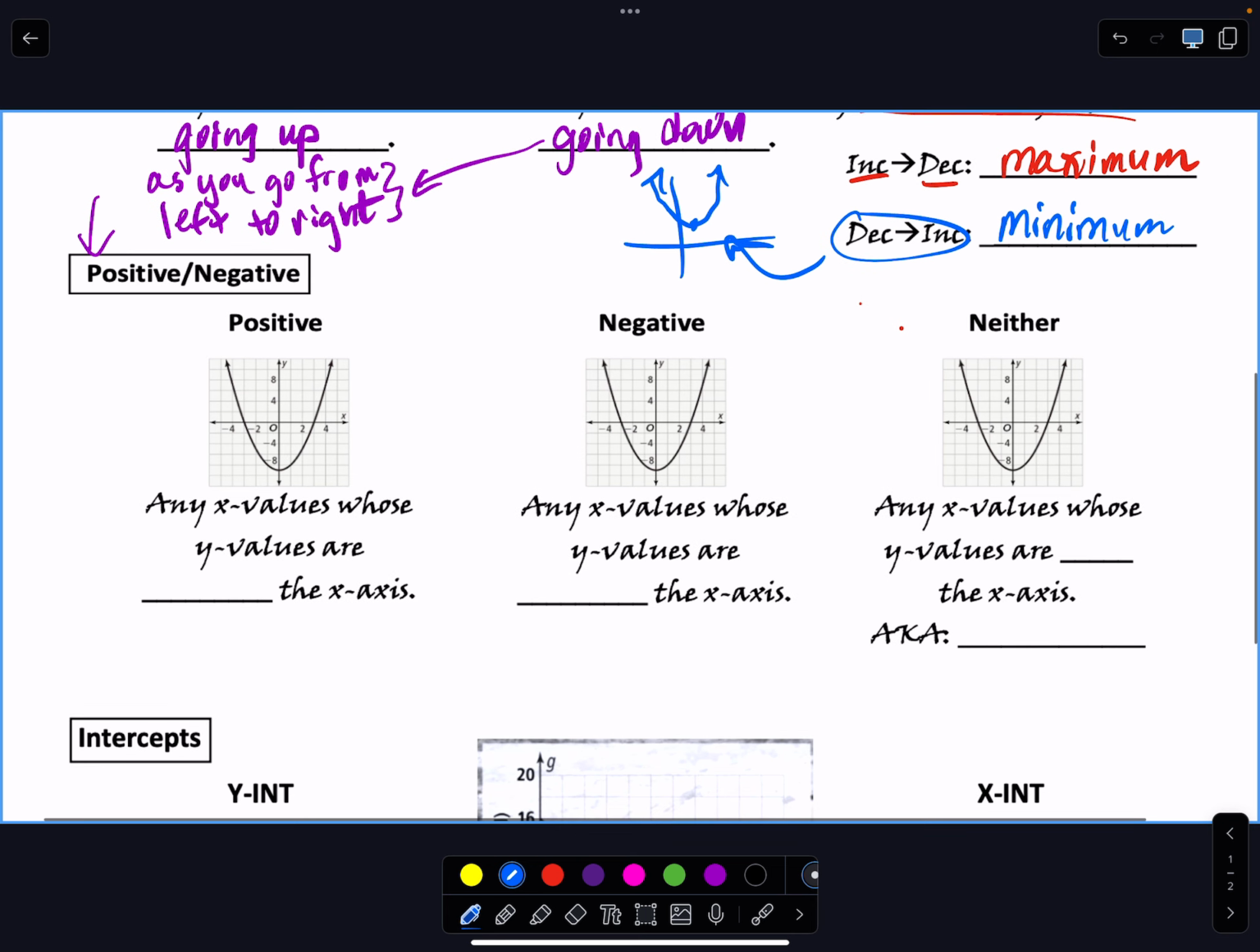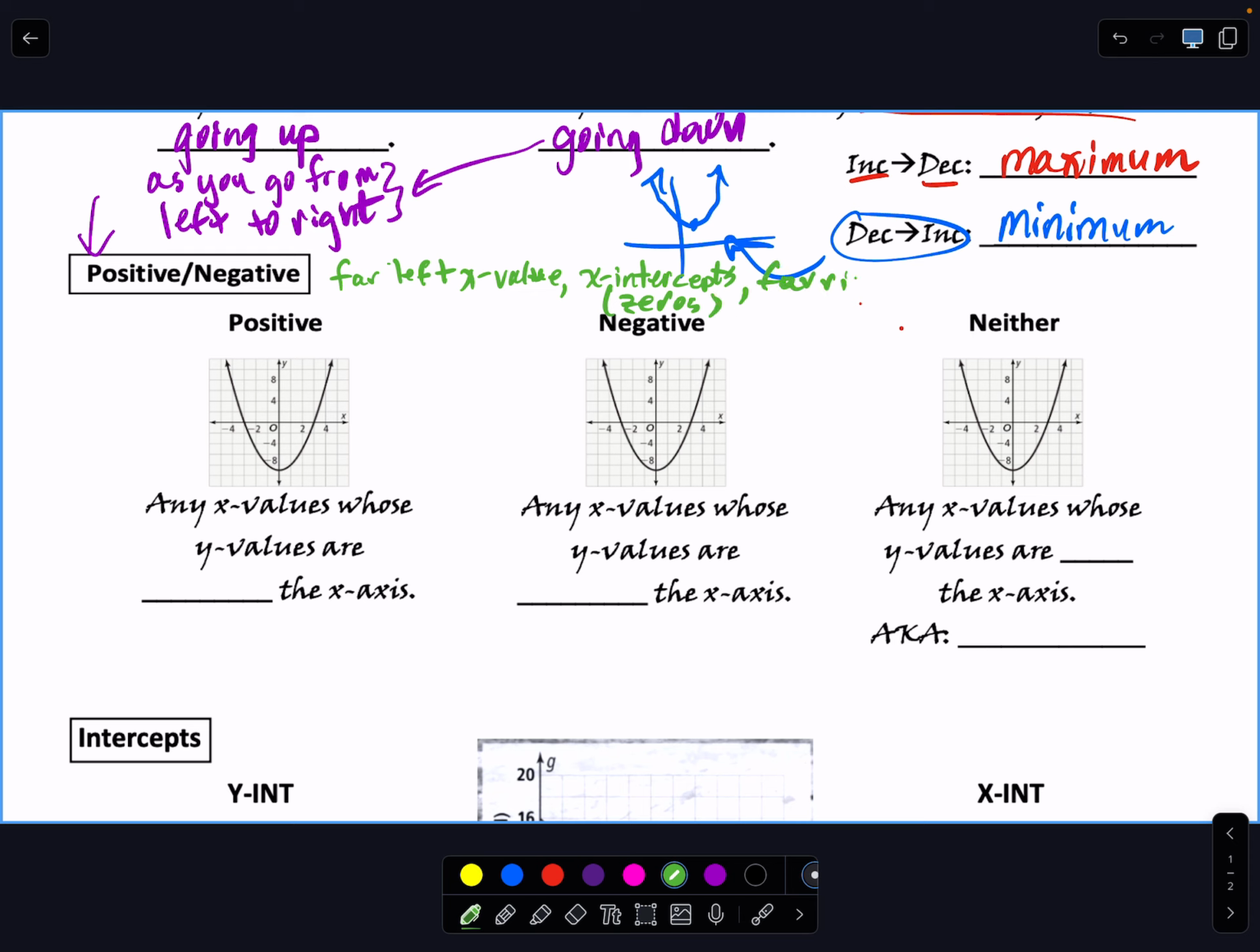All right, positive and negative intervals. You are going to be using the far left x value, the x-intercepts, also referred to as zeros, of the function, and the far right x value. Those are going to be the key values that are going to break up your positive and negative intervals on your function. And again, you're going to be using a mix of parentheses and brackets. Mostly parentheses, but there are occasions where you need a bracket.